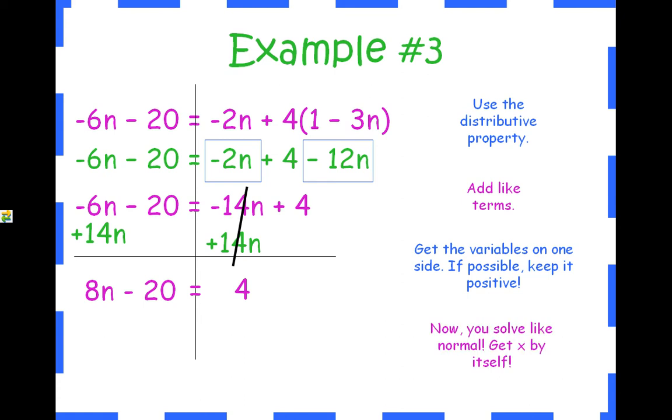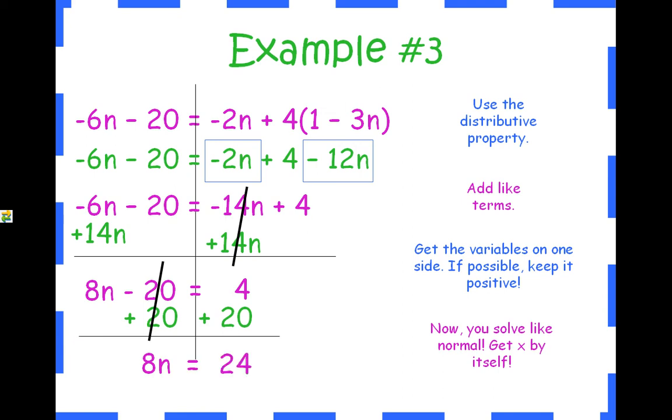We have a two-step equation. First thing we need to get rid of is that minus 20. To get rid of it, we're going to do its opposite and add 20. If you add 20 to the left, you have to add 20 to the right. What you do to one side, you do to the other. Opposites would cancel out, leaving us with 8n is equal to 24.